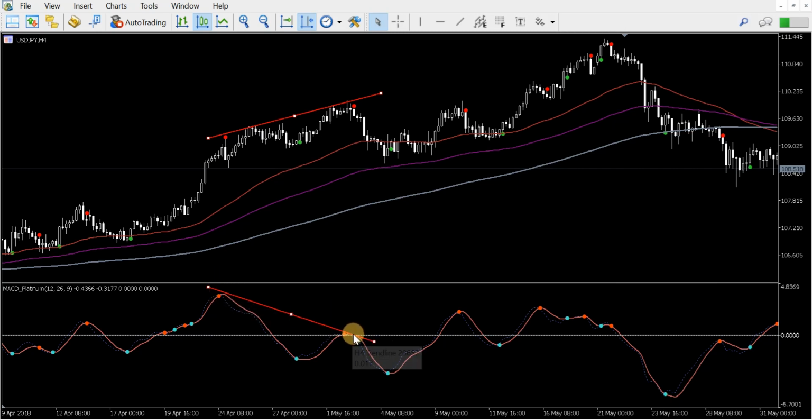It's still a valid sell entry setup, but it just takes away the use of the MACD Platinum as a potential money manager assistant sort of thing. So this here is a valid setup, but they're high risk.